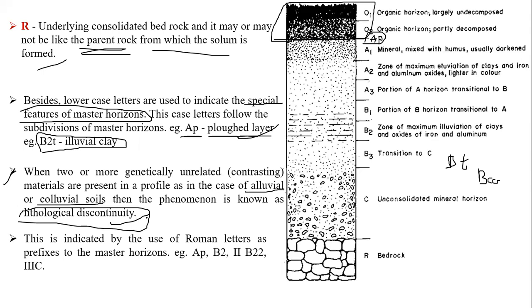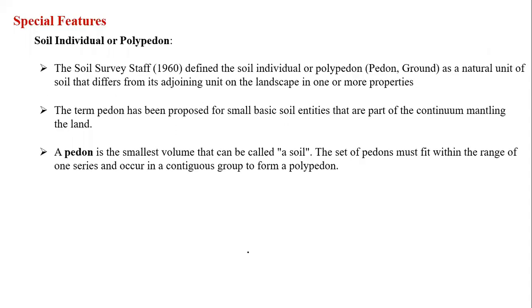Also, students, this lithological discontinuity is mostly indicated by using Roman numerals as prefixes of the master horizon, like Ap, 2B. So I represent it as Roman numeral 2, 2B, with a different notation. So if this lithological discontinuity is there, we'll represent it with a Roman numeral. So this is regarding the horizons. Overall, students, these are some special features, and we are going to learn another important topic in the coming video. I will teach what is a pedon and what is a polypedon. But before going to another video, just know some peculiar ideas.